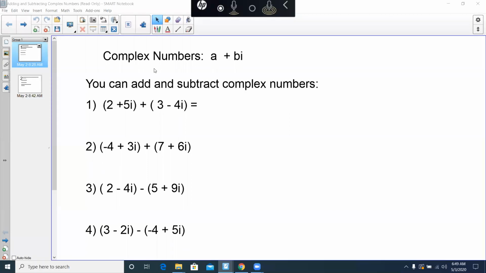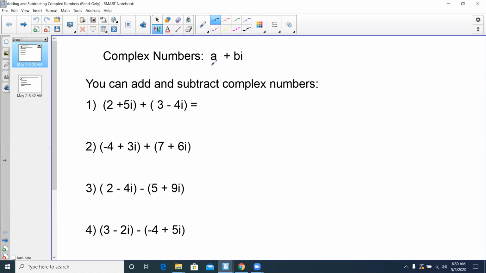Hey, Algebra 2 students. Today we're going to take a look at complex numbers. Complex numbers have a real part, and what you guys just got done doing the other day, they have an imaginary part. Put the two together and they make them complex, right? So you can add and subtract complex numbers.